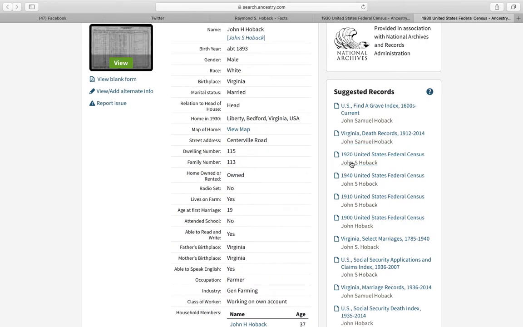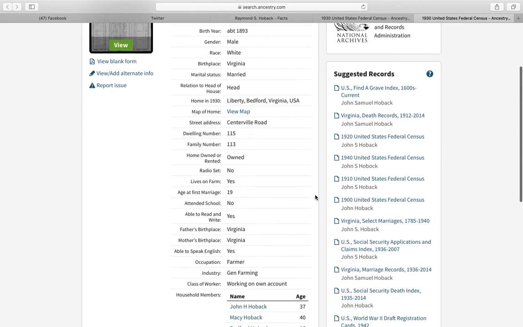So if we wanted to, we could click on 1920 and 1940 and see if his father had different jobs for those different census records. Then we could say he started off as maybe he was a farm laborer, then he was a farmer, maybe he retired by 1940. You could put that full story in there by looking at each census record.